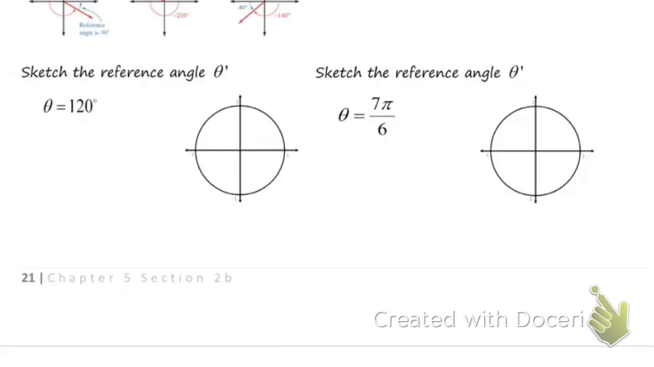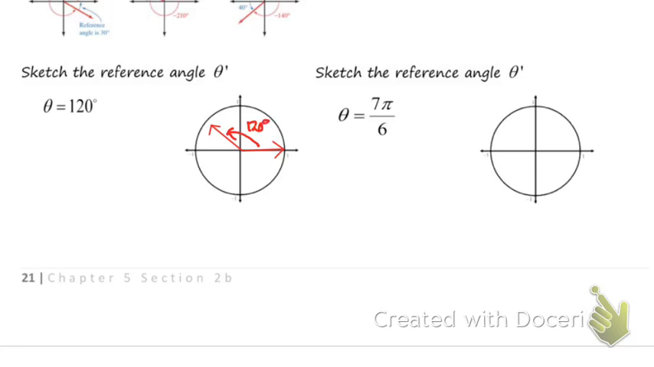So it says sketch the reference angle of theta prime. Remember, theta prime is your reference angle. Well, first let's sketch 120 degrees to figure out where we are actually going. We all started at our initial side. 120 degrees is somewhere in quadrant 2. It's bigger than 90 and less than 180. So this right here is our 120 degrees.